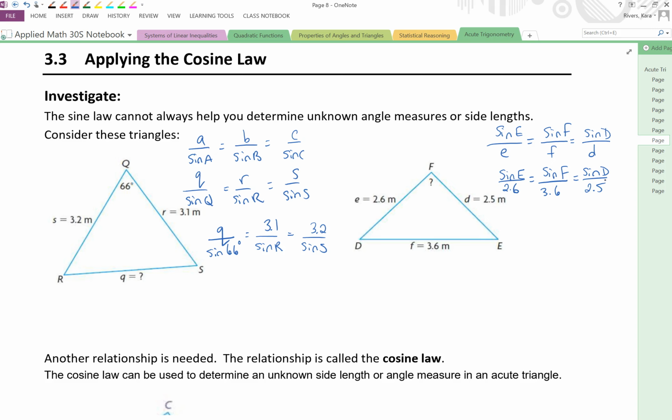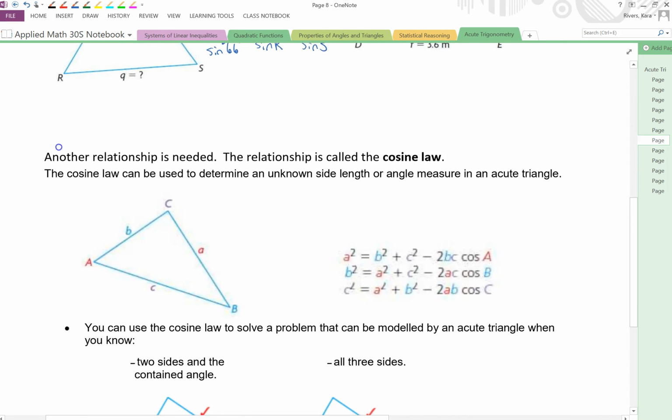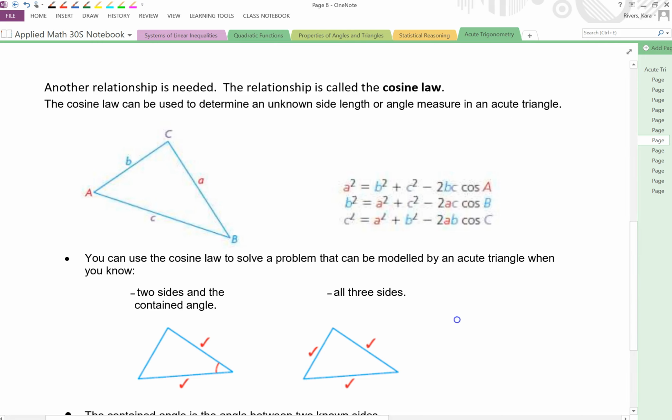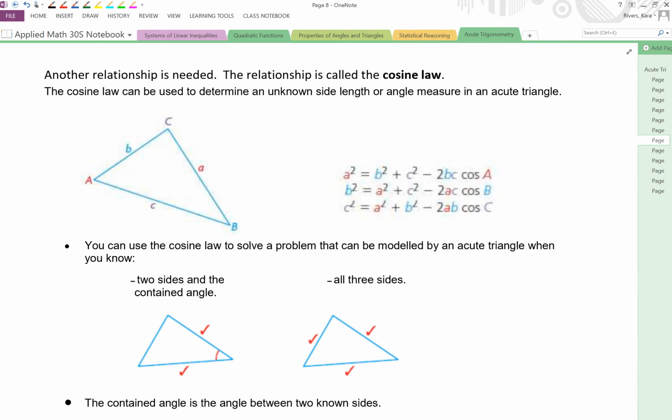So this is where the cosine law is going to come into play. The cosine law can be used to determine an unknown side length or angle measure in an acute triangle. Same idea: there are three versions of the formula depending on what you're solving for. If you're solving for side a or angle A, you use this equation. If you're solving for side b or angle B, use the second one. If you're solving for side c or angle C, use the last one. That's how you know which version of the formula to use. If your triangle's labeled with other letters, you just set the formula up accordingly for whatever you're solving for to be in that place.